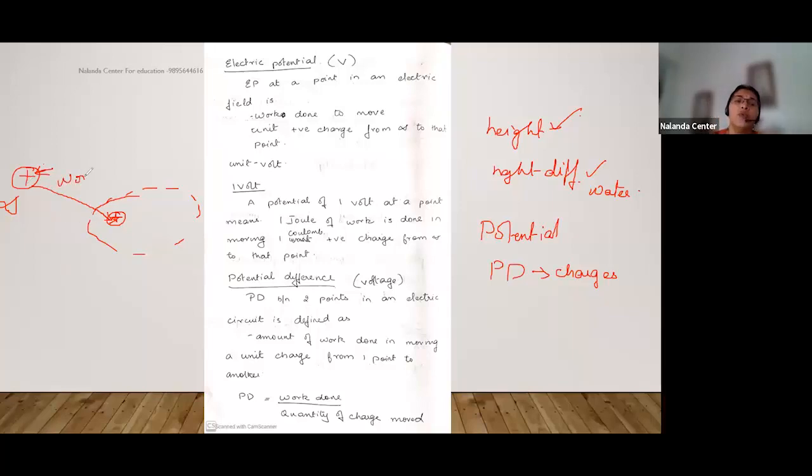Now, what is the work done to bring that unit positive charge from infinity to this particular area? This work done is known as electric potential. So what is electric potential? It is a work done. We have to take care of all these terms. It is some kind of work. What kind of work? It is a work done to bring unit positive charge from infinity to this particular area.